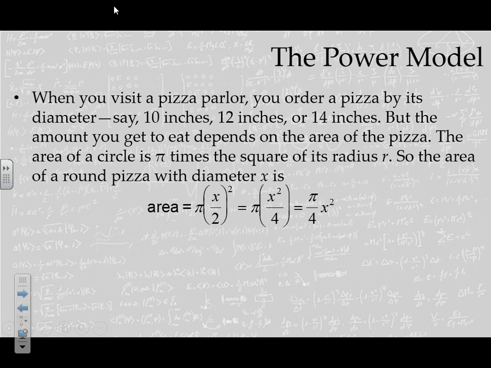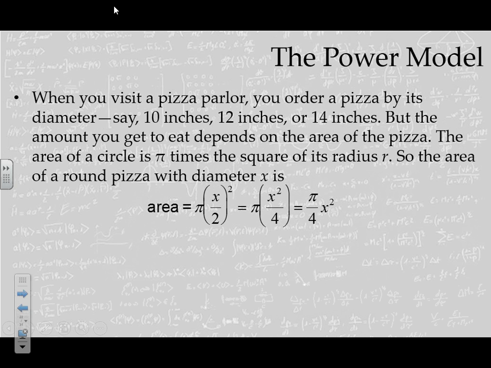So the first type of model that we're going to talk about is called the power model. So this is just an example. Don't write this down. Okay? When you visit a pizza parlor, you order a pizza by its diameter. So 10 inches, 12 inches, 14 inches. Usually they just have small, medium, large, right? But what they're doing is they're basing it off of the diameter of the dough.